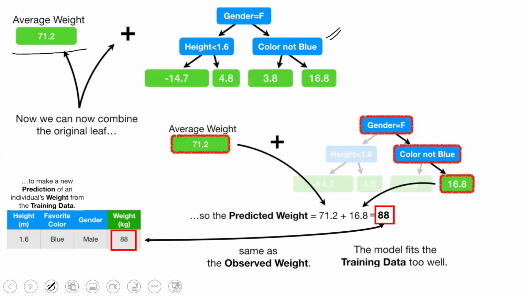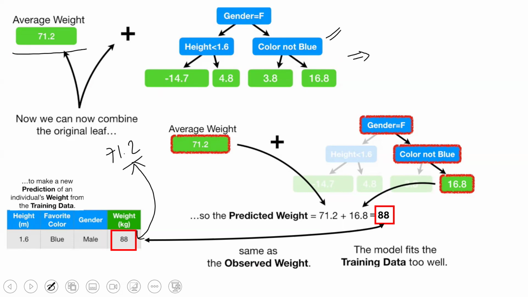Now if you want to make a new prediction, you again take the first record. The initial prediction for this record is 71.2, right? As we keep on growing the number of trees by constructing more trees, what we need to do is reduce the difference between these two values. So that's what's going to happen now.